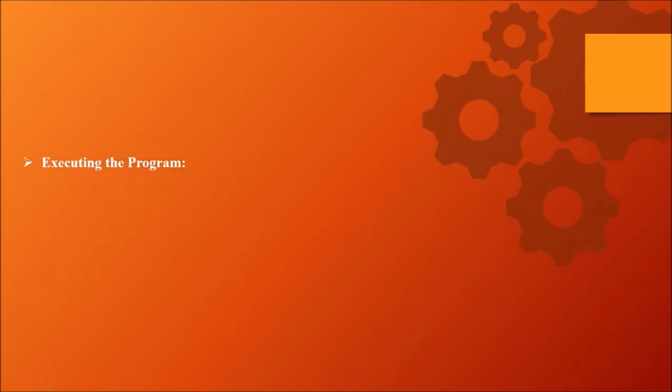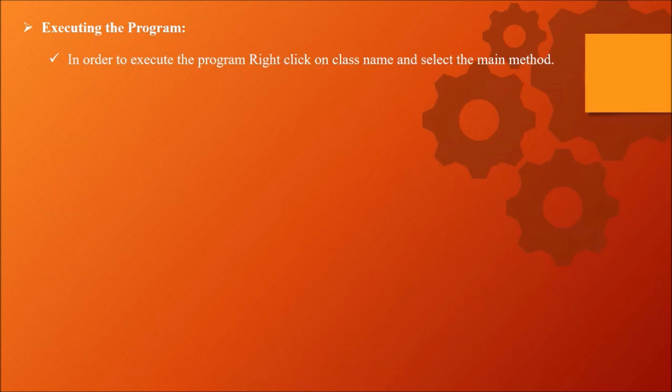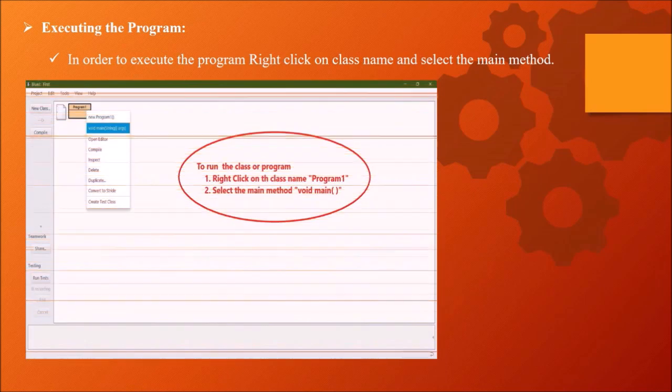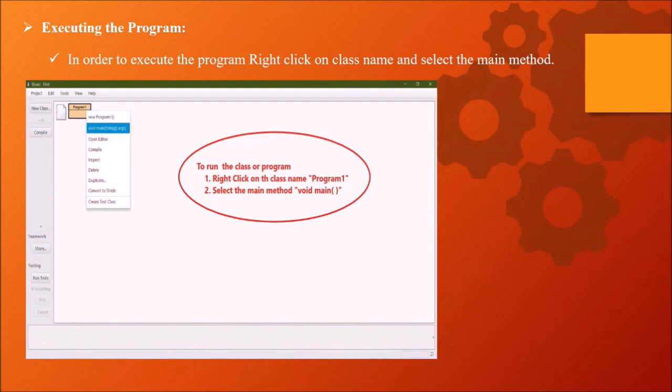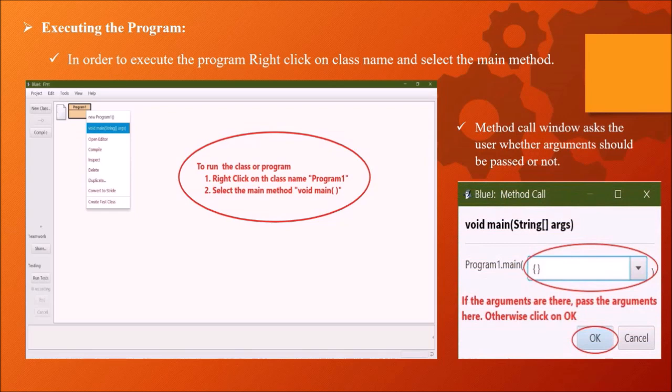Next one is executing the program. In order to execute the program, you have to go back to the project window, right click on the class name and select the main method. The method call window asks the user whether arguments should be passed or not. If arguments are there, pass the arguments. Otherwise, click on OK.